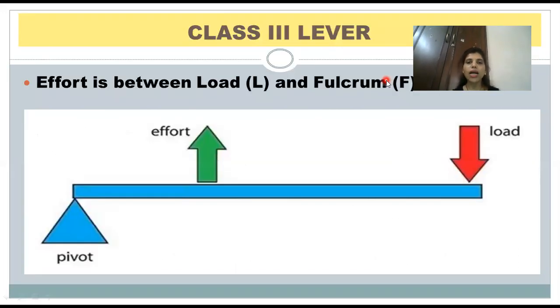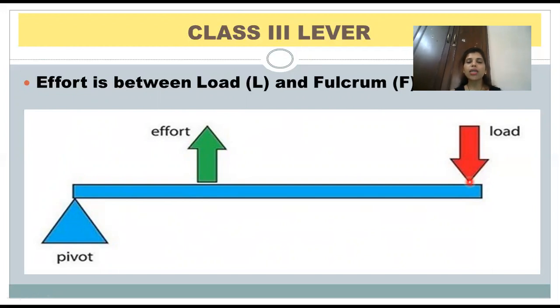Now we come to the class 3 lever. Now as we have seen, in class 1 fulcrum is at the center, in class 2 load is at the center. In class 3 lever, you have to understand effort is at the center. So you can show the schematic diagram: pivot, that is the fulcrum, at one end, effort at the center with an upward arrow. Load is always shown with a downward arrow, at the other end.